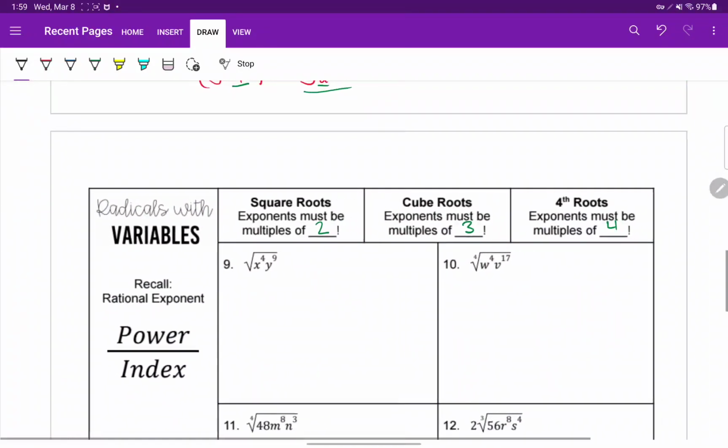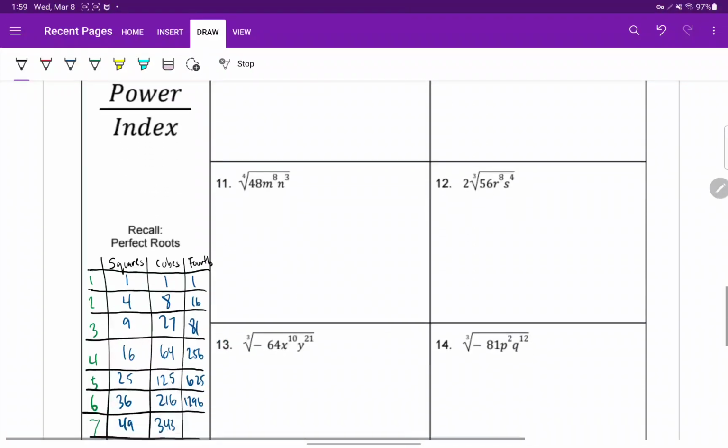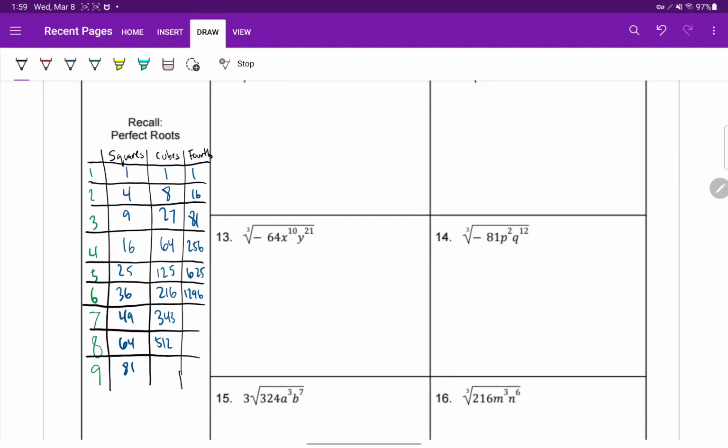Okay, last we're coming down to this part here where it says radicals with variables. So again, recall that it's a power over index for the rational exponent. But over here I have a little table where I have the perfect squares, the perfect cubes, and the perfect fourths. And you'll notice for perfect squares, you can go as far as you want. Most people can just do that in their head, or they can use some utensil to get there quicker.